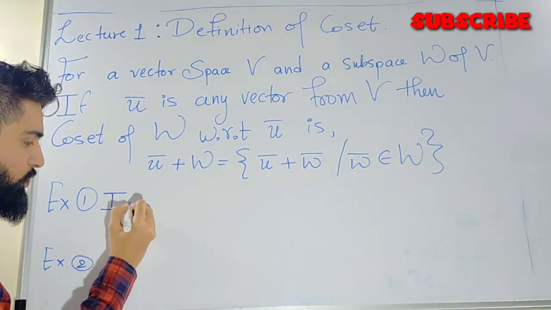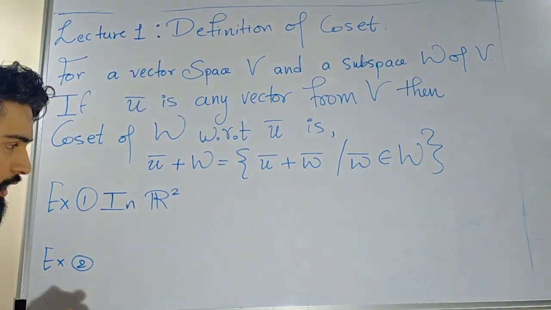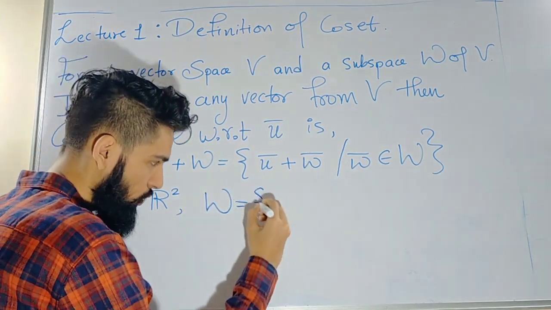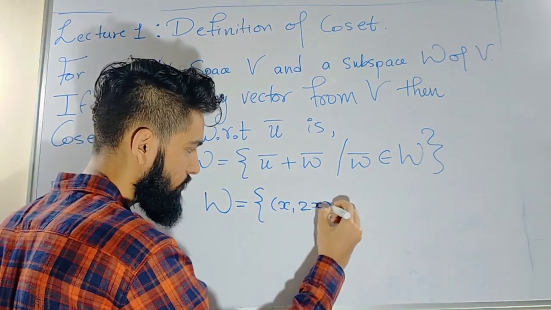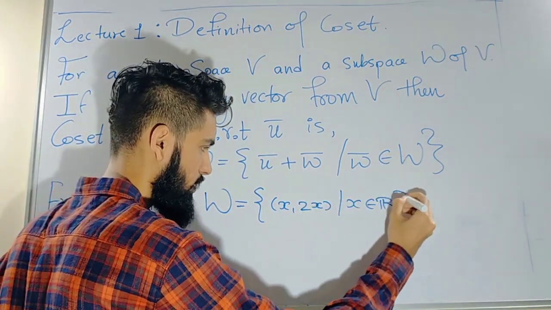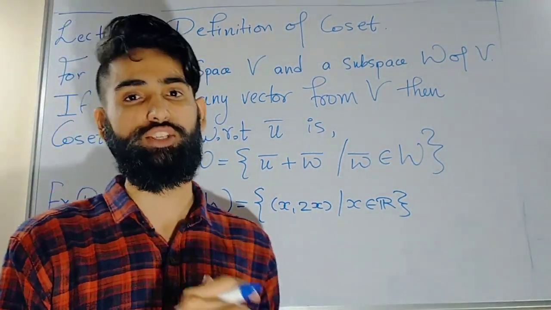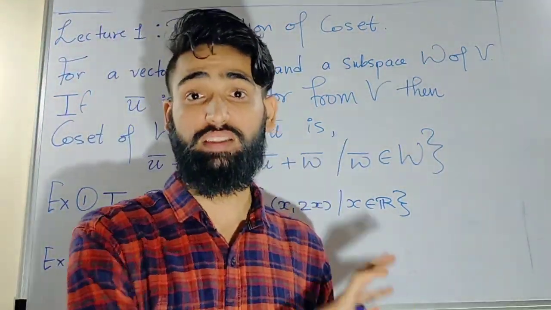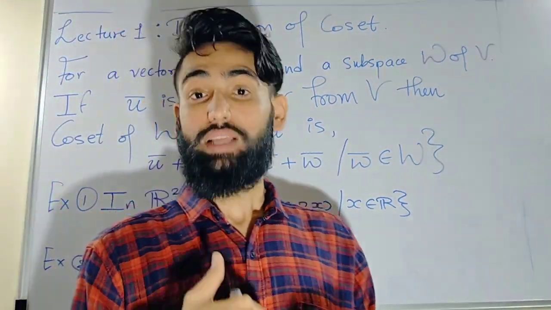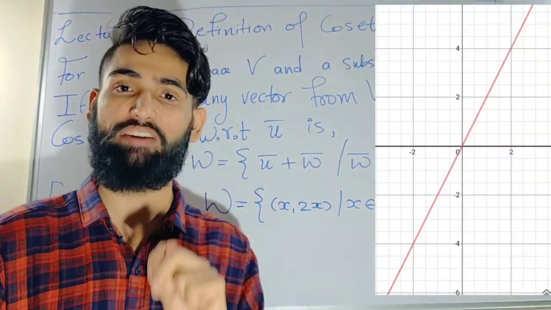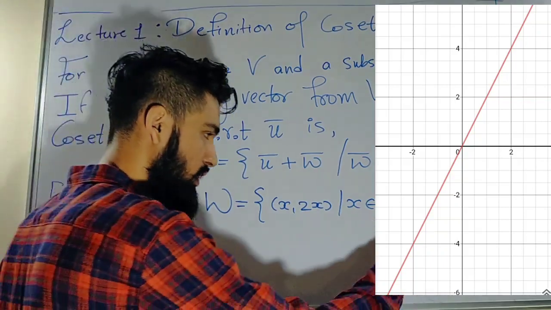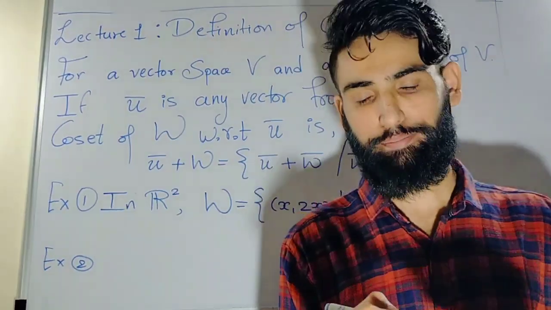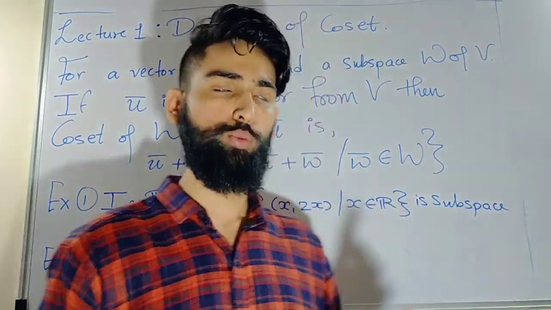Suppose I have a vector space R2 over R. I define my subspace W to be (x, 2x), where x is an element of R. What does W represent geometrically? Over here I have y equal to 2x. That means this is nothing but the line y equals 2x, the line passing through the origin having slope 2. This W is a subspace. Why am I calling it a subspace? Because any straight line passing through the origin is going to be a subspace.